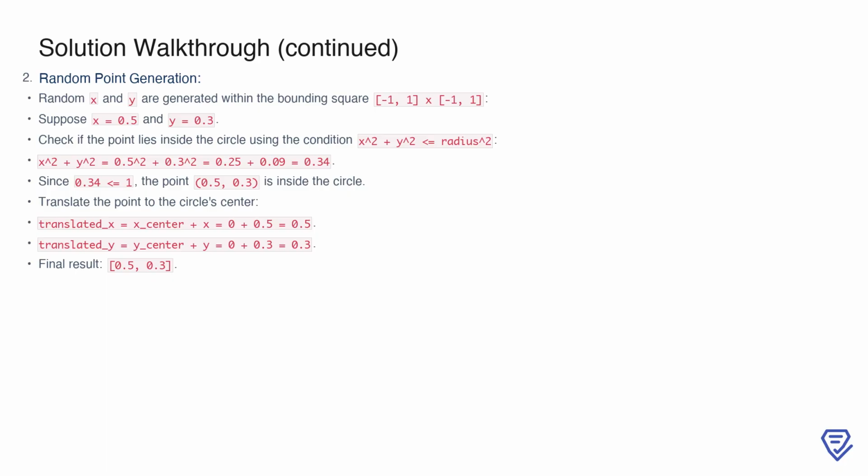The next step is to translate the point back to the circle's center. Adding the offsets to the center coordinates gives -2 plus -2.5, -2 plus 1.2, resulting in the point -4.5, -0.8. This valid point is then returned as the output.